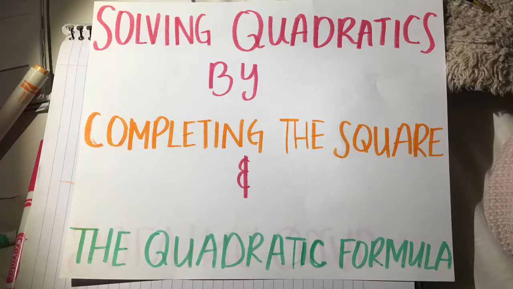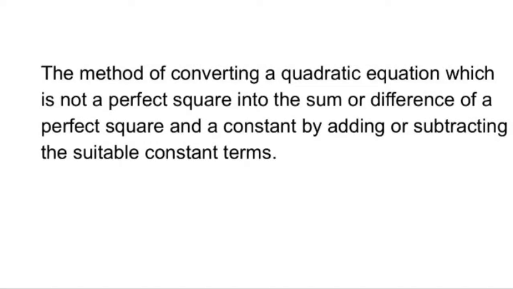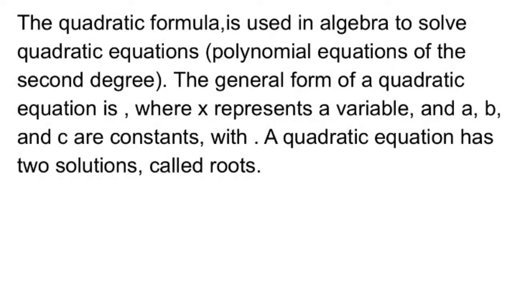In this video, we will show you how to solve quadratics by completing the square and the quadratic formula. First, the definition of completing the square is the method of converting a quadratic equation, which is not a perfect square, into the sum or difference of a perfect square and a constant by adding or subtracting suitable constant terms. The quadratic formula is a formula used in algebra to solve quadratic equations.